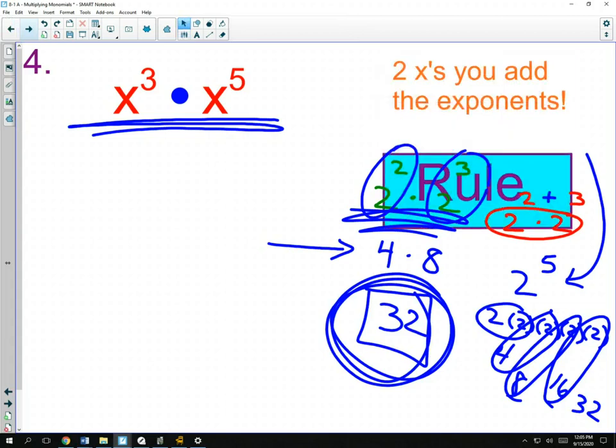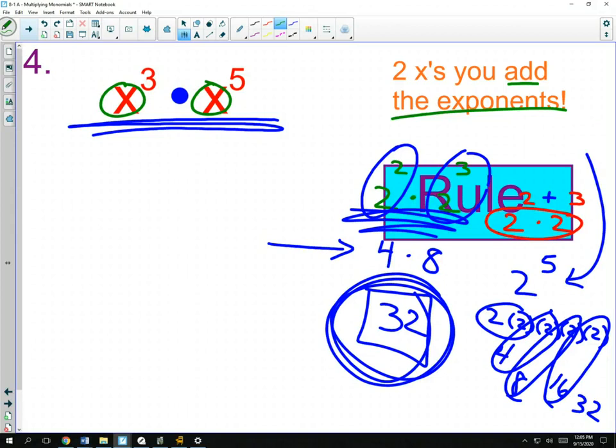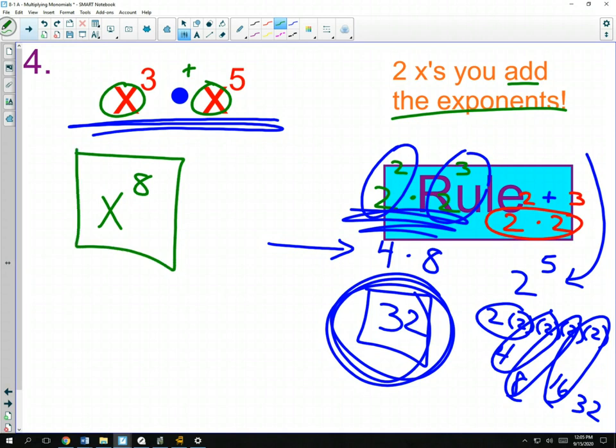When our bases are the same, we're going to add exponents. We're going to add the exponents together. So this is base x. Base x, as long as the bases are the same, you can take 3 plus 5 to get x raised to the 8th power. And that is the correct answer for question number 4.